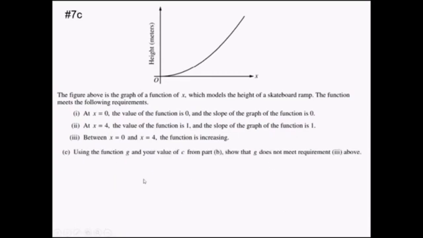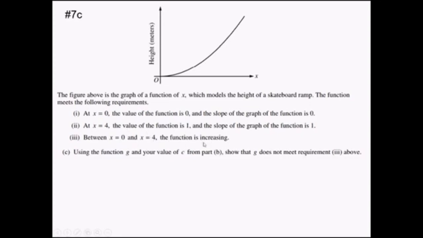For this problem part, using our g function and the value of c from part b, they want us to show that g does not meet the third requirement, which says that between x values 0 and 4, our function is increasing. Now, by this, they mean it's increasing everywhere between 0 and 4.